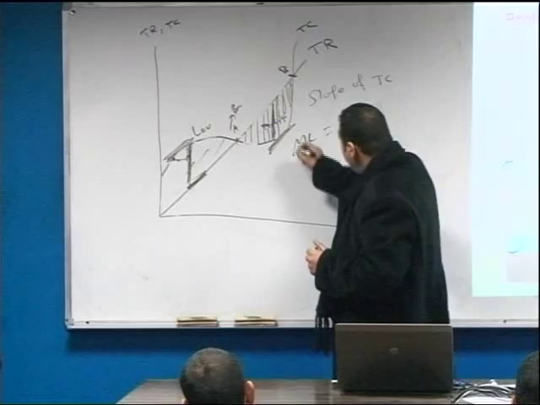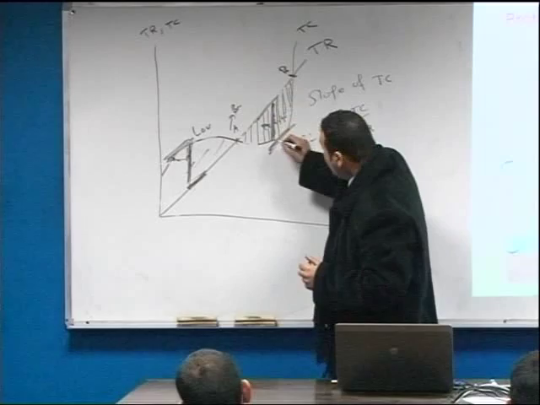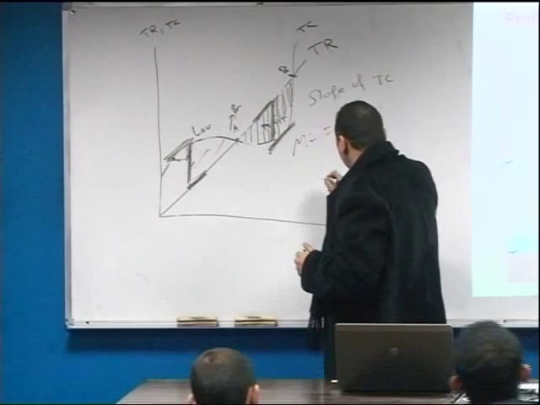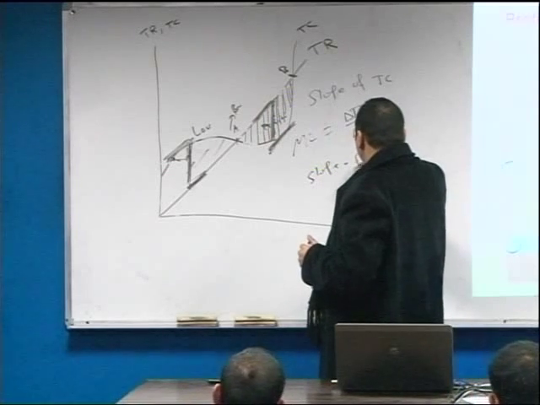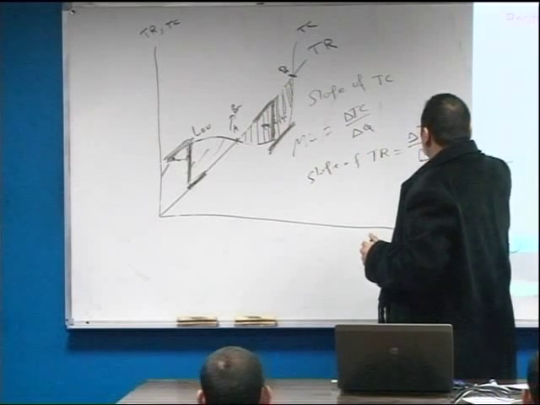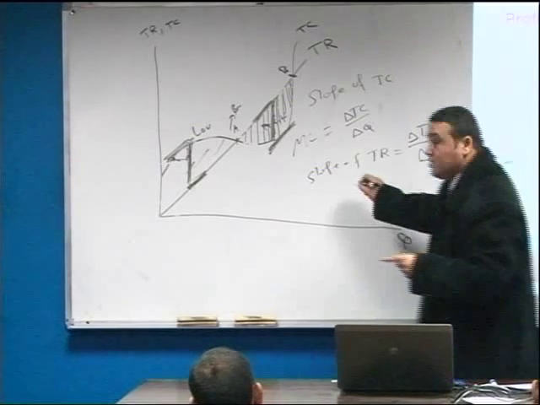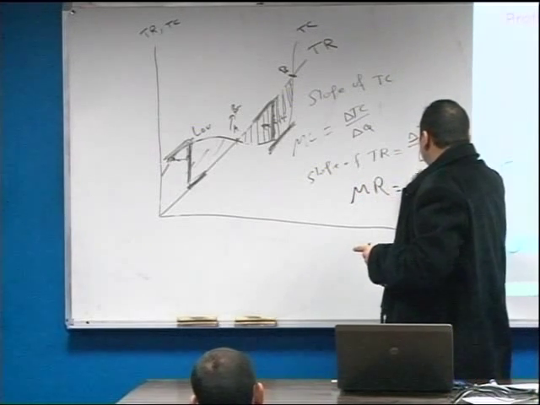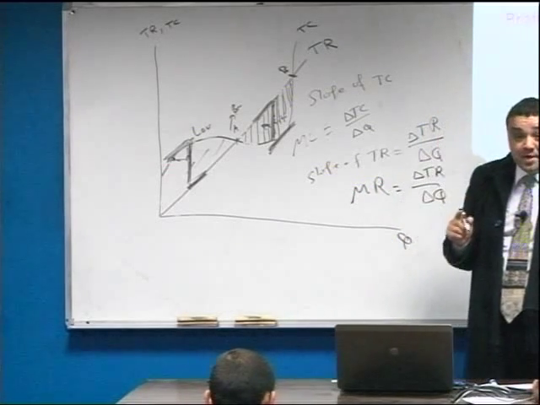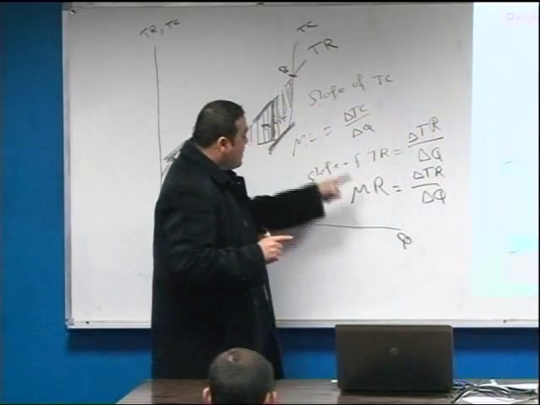What about the slope of TR? So here the profit has been maximized when the slope of TC equals the slope of TR. The slope of TR is delta TR over delta Q. What is this? Excellent. It's the marginal revenue. MR is delta TR over delta Q. So profit maximization occurs when MR equals MC.